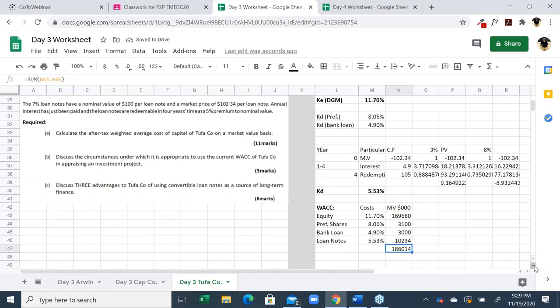And let's add all of them to get the total market value. So we have a total value of investment of 186,014. That's the total value of capital, or you can call it investment.